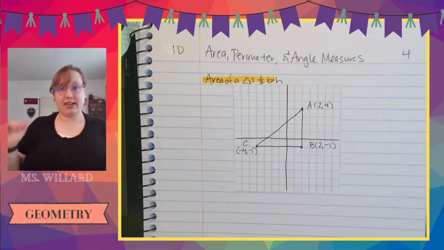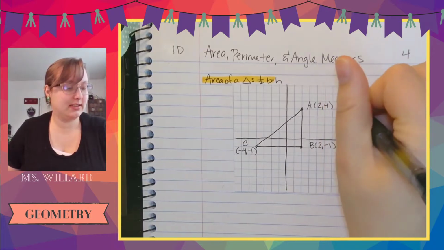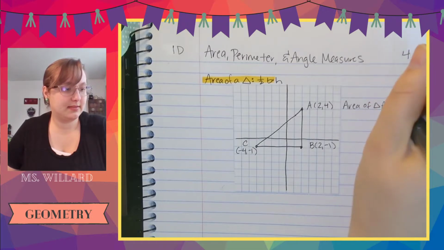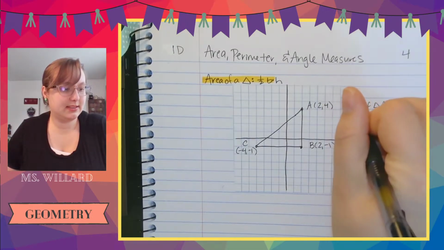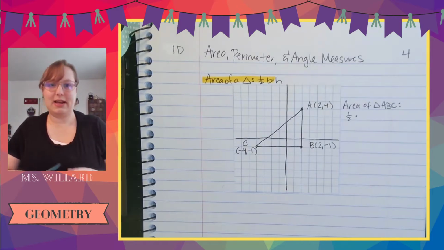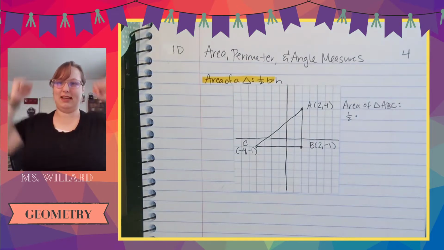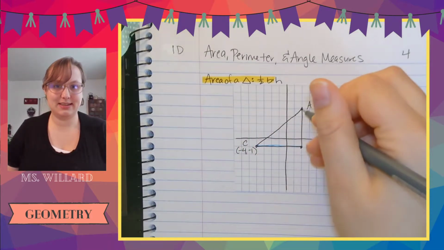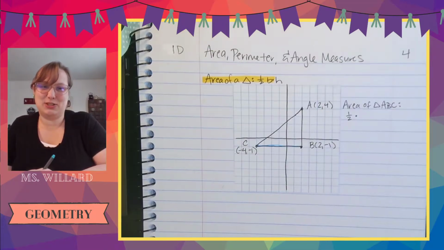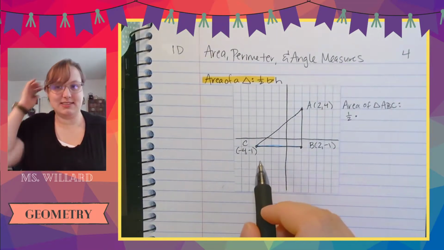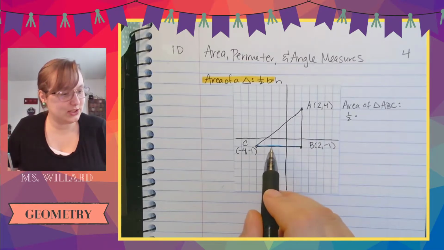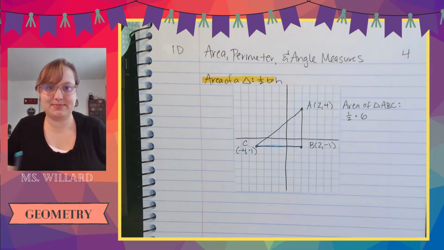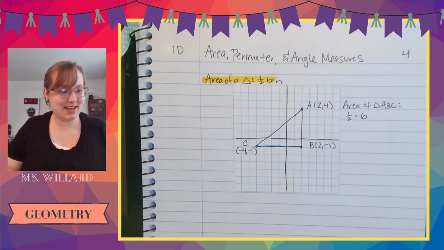So for the area, for this triangle, area of triangle ABC, we're going to do 1/2 times the base length. Now the base length, we're going to think of this triangle as sitting down on this side, but to be honest, it could also sit on this side. It could technically sit on the other side too, but so we have to figure out how long this is. Let's count it. Ready? 1, 2, 3, 4, 5, 6. Base is 6.